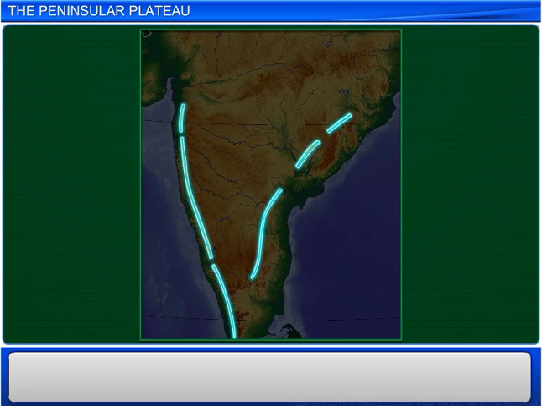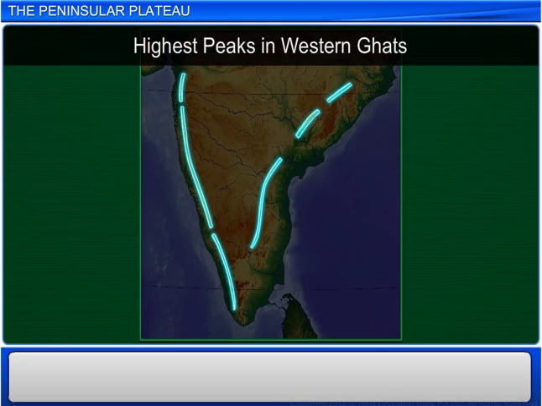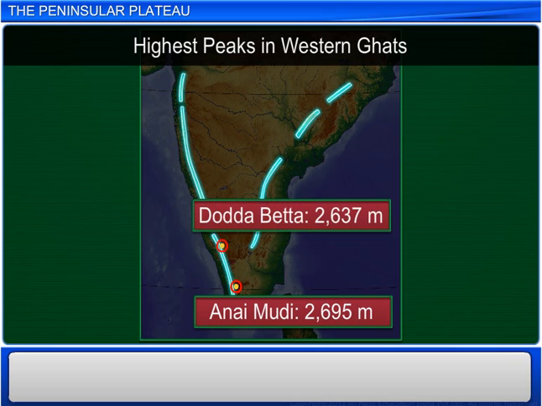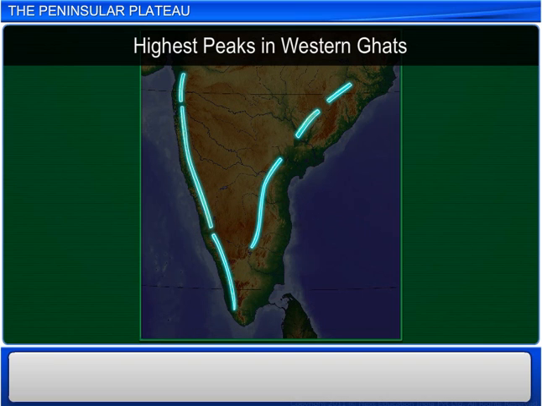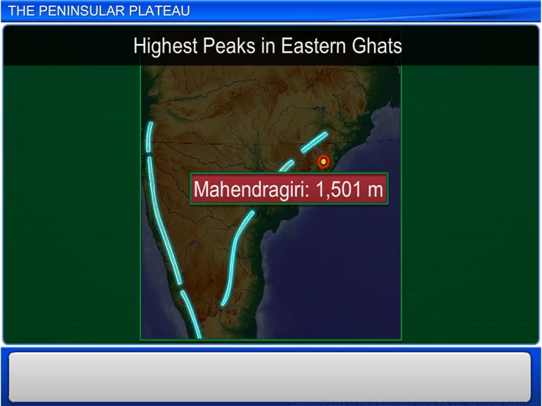The height of the Western Ghats progressively increases from north to south. The highest peaks include the Annaimudi Peak, which is 2,695 meters tall, and the Doddabeta Peak, which is 2,637 meters tall. Compared to this, the highest peak in the Eastern Ghats is the Mahendragiri Peak at 1,501 meters.